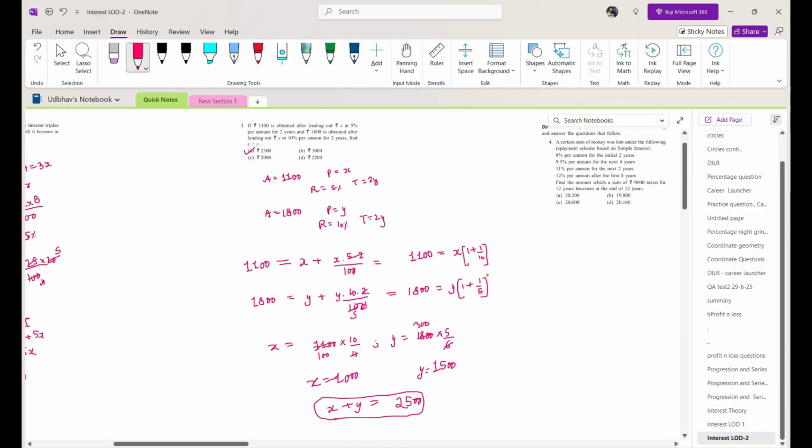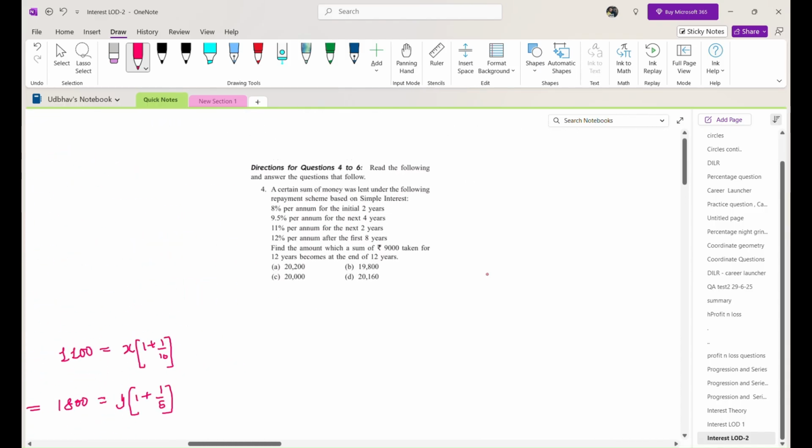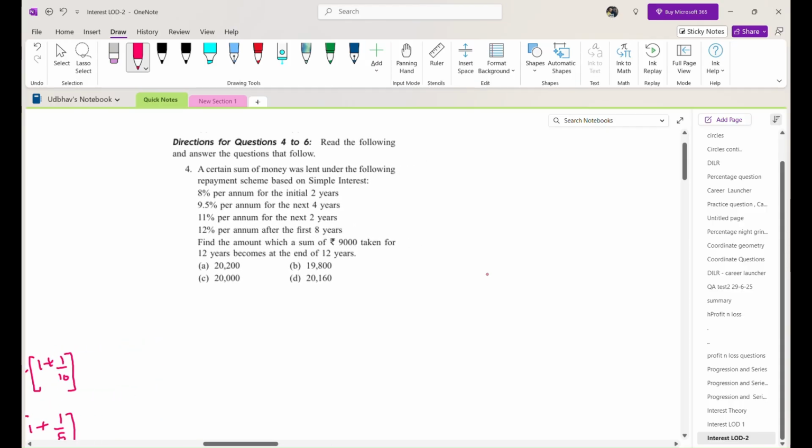So going to the next question. A certain sum of money was lent under the following repayment scheme based on simple interest. 8% per annum for the initial 2 years, 9.5% per annum for the next 4 years, 11% per annum for the next 2 years, and 12% per annum after the first 8 years.